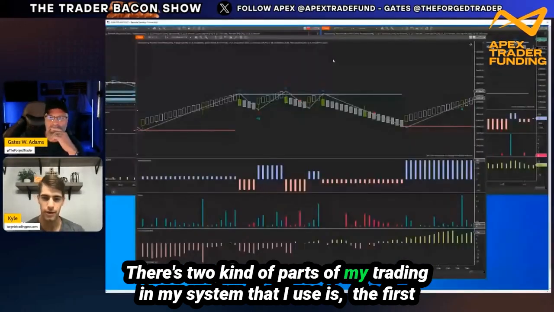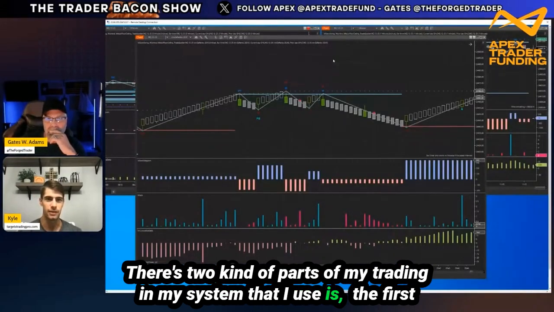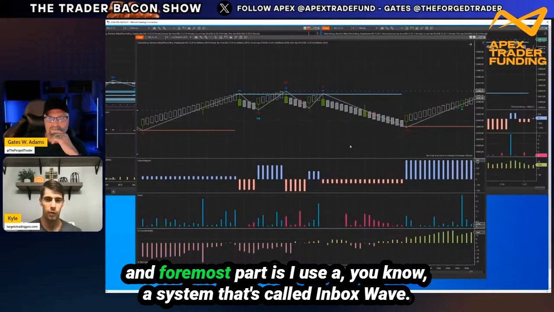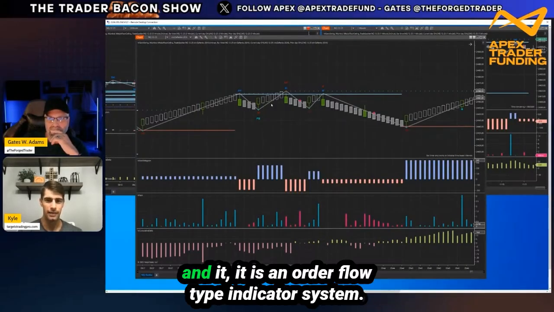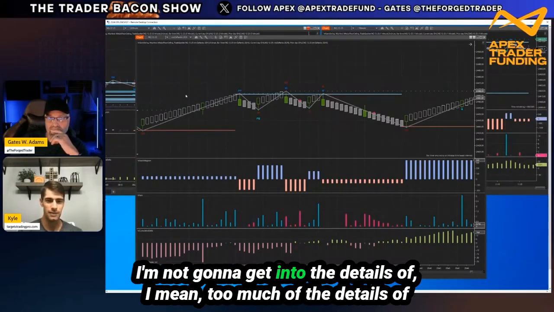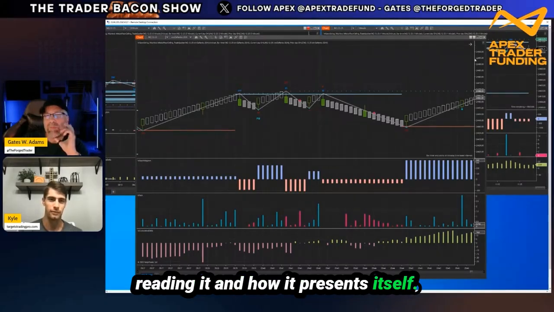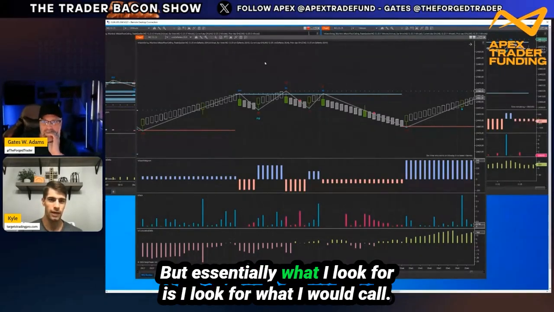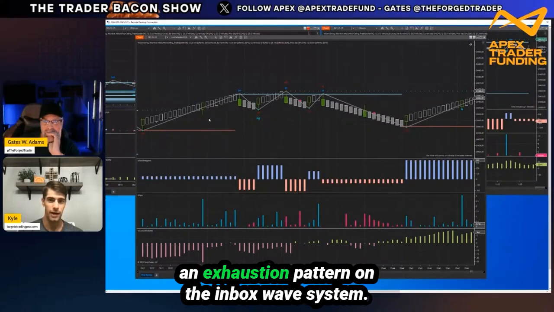There's two parts of my trading and my system. First and foremost, I use a system called Inbox Wave, an order flow type indicator system. Everything that you see on my chart here is part of the Inbox Wave suite. I'm not going to get into the details of reading it, but essentially what I look for is what I would call an exhaustion pattern.